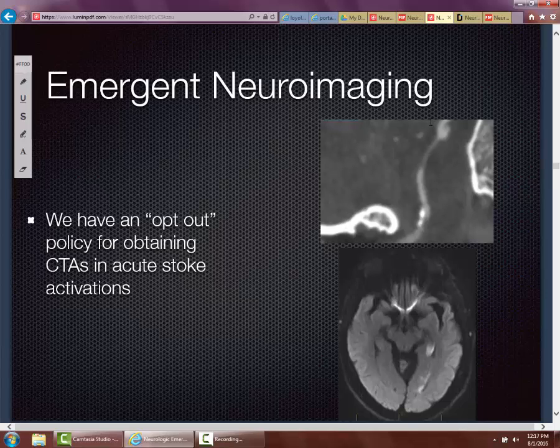We treated the guy with thrombolysis, and we got the MRI, and his stroke is much, much smaller than what would be expected for a vascular territory in that occlusion. So I think it's helpful not only for evaluating for large vessel occlusions, but also to know what the vascular anatomy looks like.